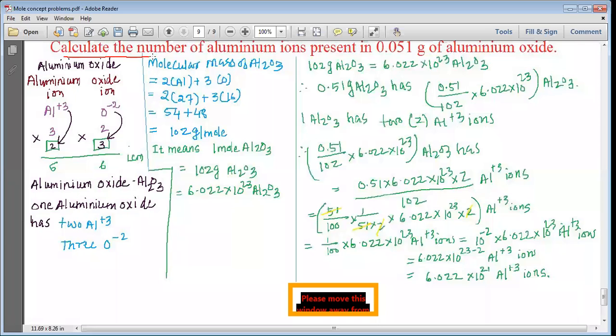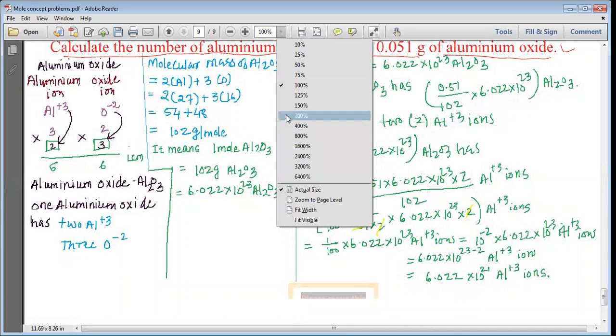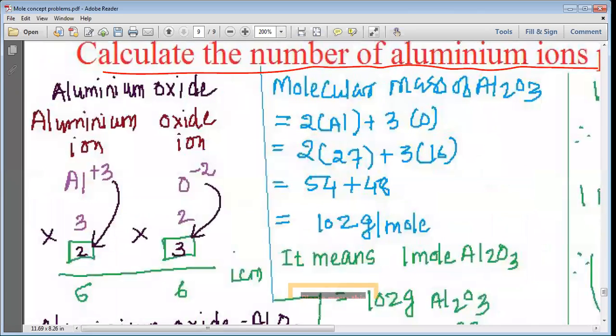It says to calculate the number of aluminum ions present in 0.051 gram of aluminum oxide. So first we need to understand aluminum oxide. For that, let us understand it in the proper manner. For aluminum oxide, my dear students, we can write that aluminum oxide has aluminum ion and oxide ion.